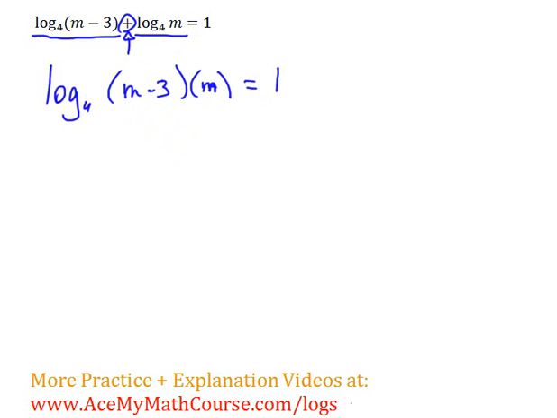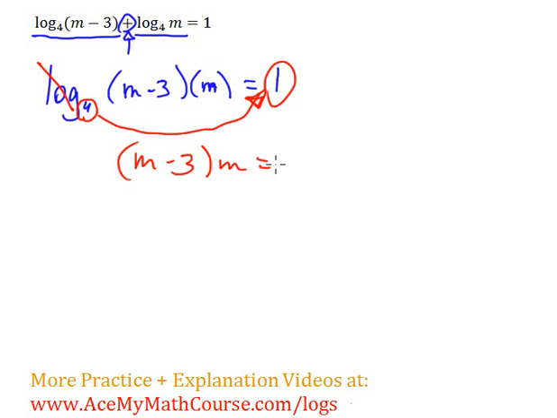Great, okay, so now I have log base 4 of m minus 3 times m equals 1. And how can I get rid of this log right here? Well, there are a couple of different ways. My favorite way would be to just take this 4, kick it over there to the other side of the equation. The log runs away, so it's gone, and the 4 lifts the 1. So we have m minus 3 times m equals 4 to the power of 1.